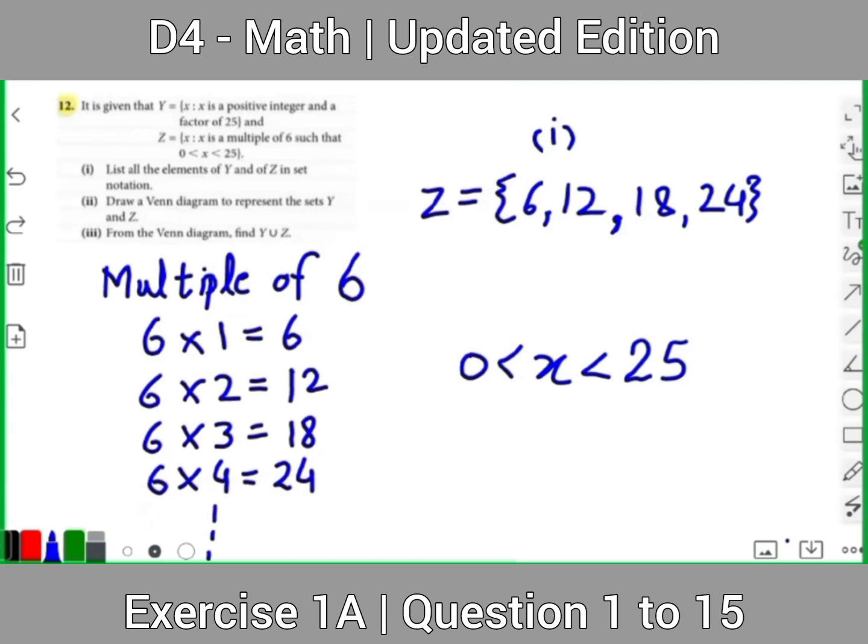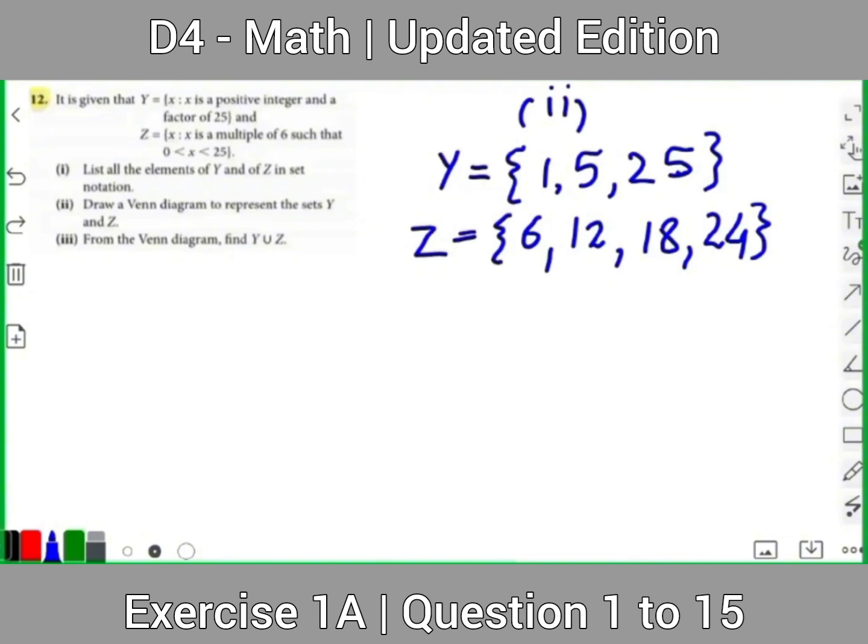So 6 times 1 gives us 6. 6 times 2 gives us 12. These two are the multiples of 6. Similarly, we will get infinite number of multiples of 6. But we have to stop, where there is another condition here. This condition says that x should be a positive integer and less than 25. So we just need the first 4 multiples of 6 as elements of set Z. So set Z will be equal to {6, 12, 18, 24}.